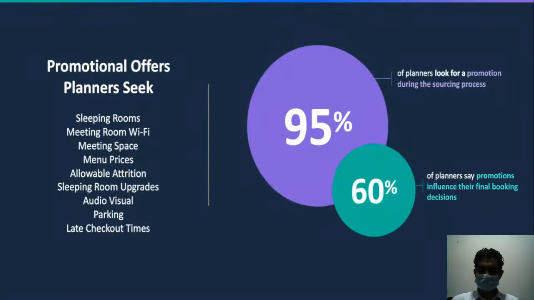Now, if you will remember, in our first session, we looked into the promotions hub to see if we could find any venues with incentives or offers. 95% of the planners mentioned that they do look for a promotion in the sourcing process. This echoes how important promotions are to the meeting planners. On the left of my screen, you will see the number of offers or discount ideas, including discounted sleeping rooms, discounted meeting space, and the meeting room Wi-Fi. Keep these in mind when you are putting together your promotional offers.